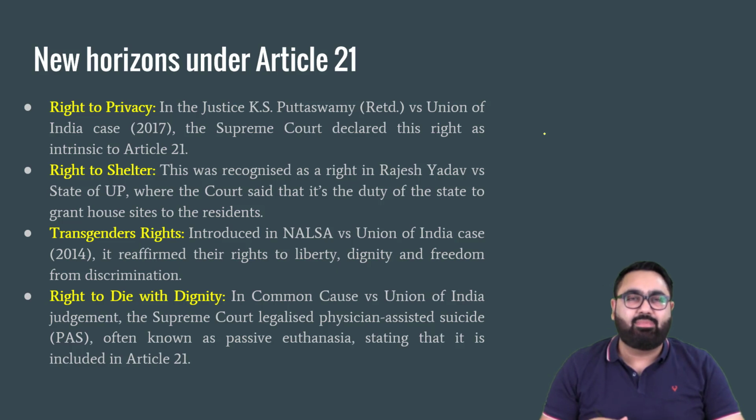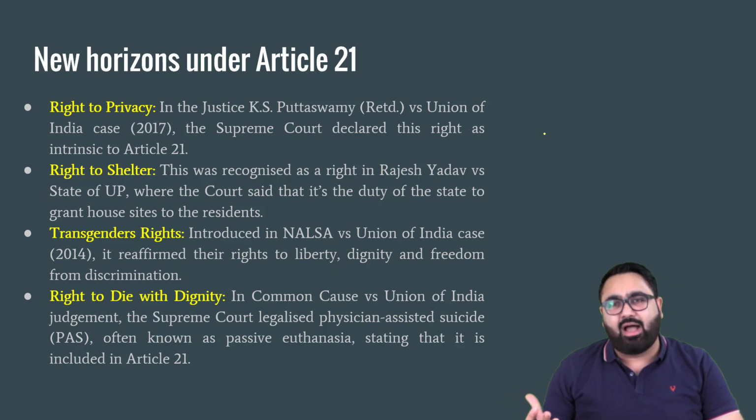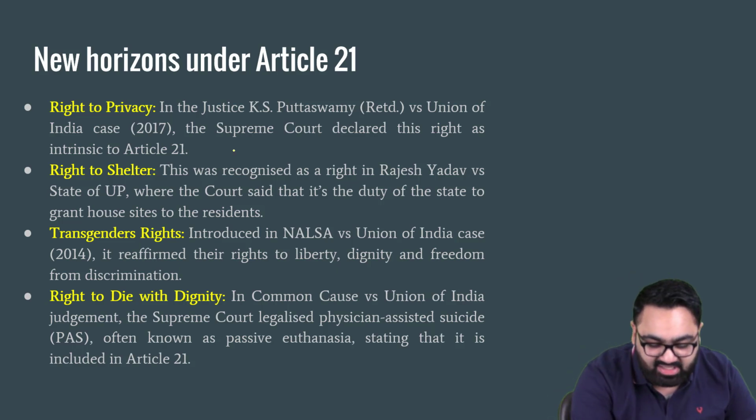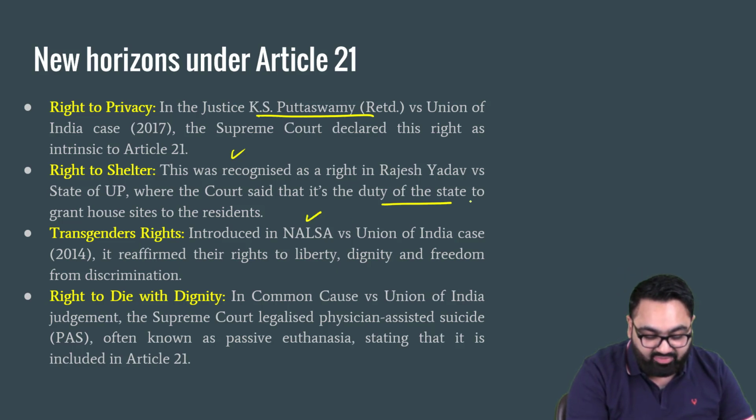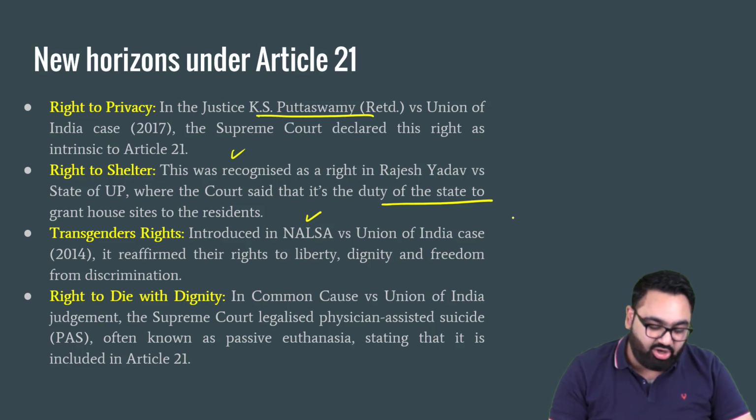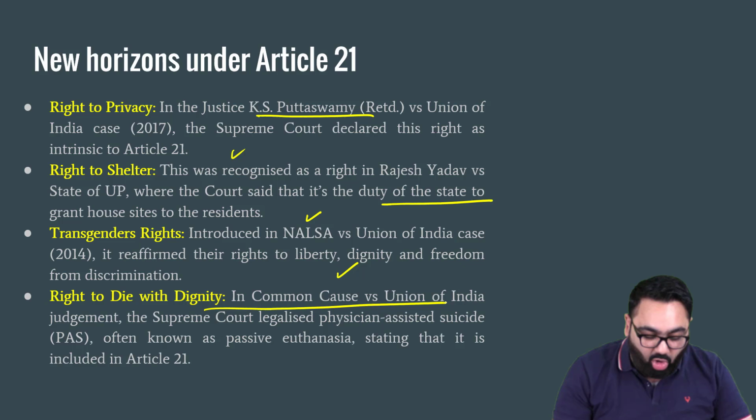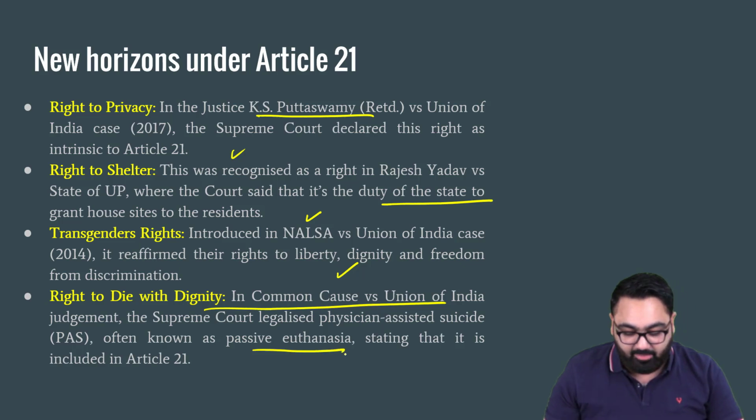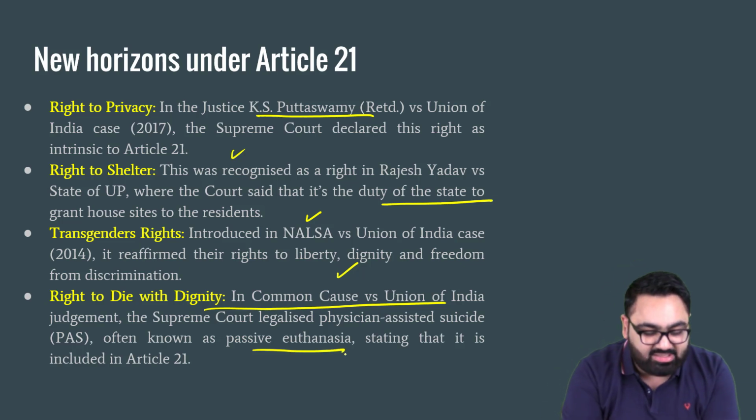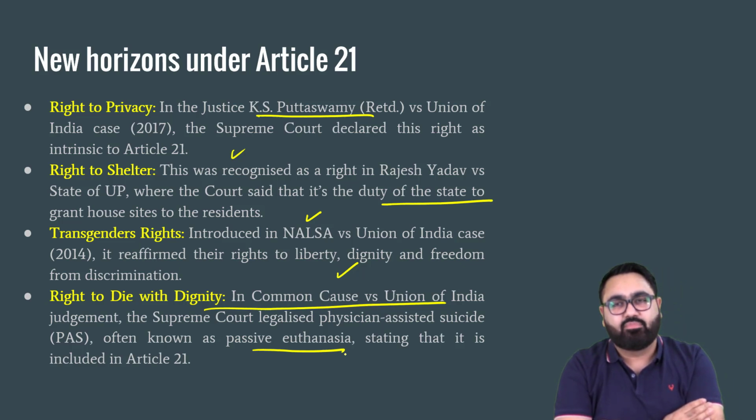Then the second part is about how Article 21, right to life and personal liberty, has been expanded. Again, you can give multiple examples because there's a long list of things that have now been made a part of Article 21 as per the Supreme Court from time to time. I have taken some examples such as right to privacy, the K.S. Puttaswamy judgment, right to shelter, where the court had said it's a duty of the state to grant houses to the residents, right of transgenders, right to die with dignity. Right to die with dignity is rather important because it led to passive euthanasia becoming a part of Indian laws. All of these are examples of how from time to time Article 21, that is right to life and personal liberty, has been expanded.